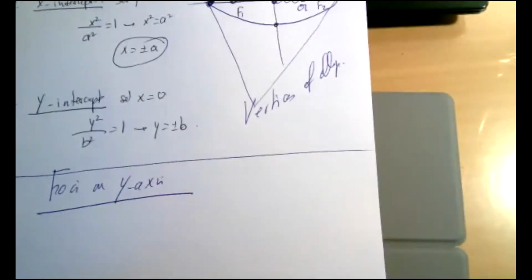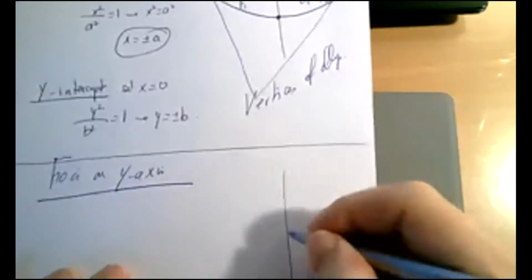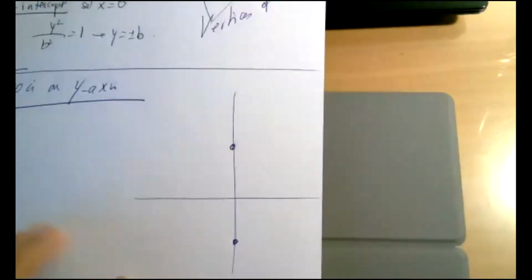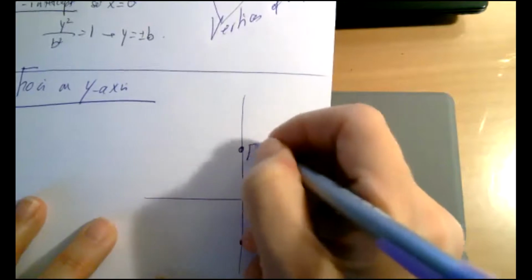How will the picture change? So my idea now is the following. The foci are going to be here. Sorry, the foci are on the y-axis. And so this is F1 and F2.